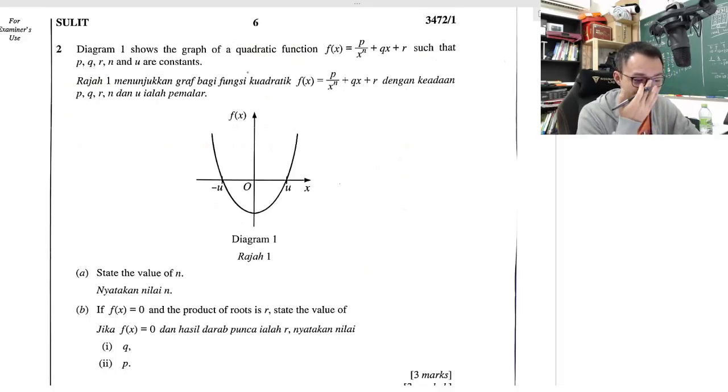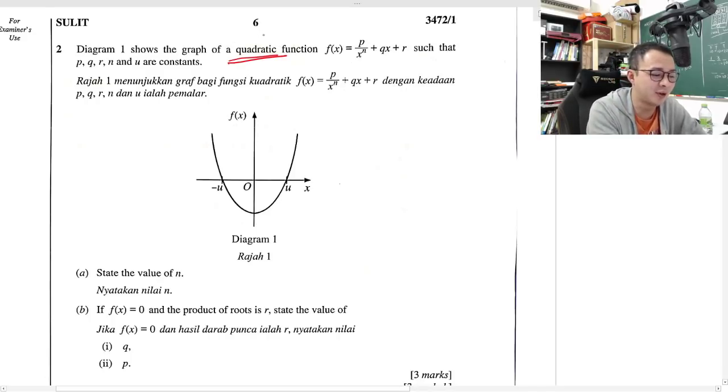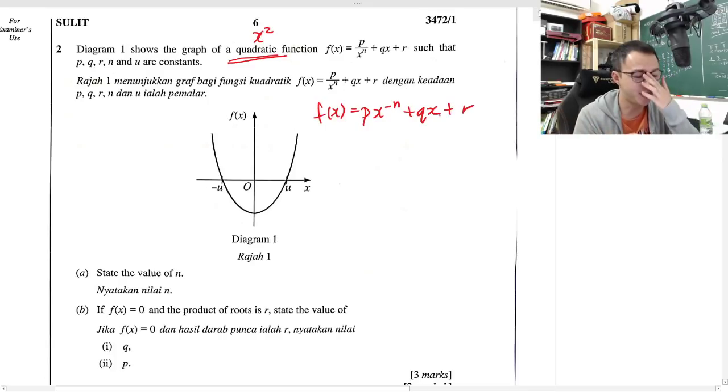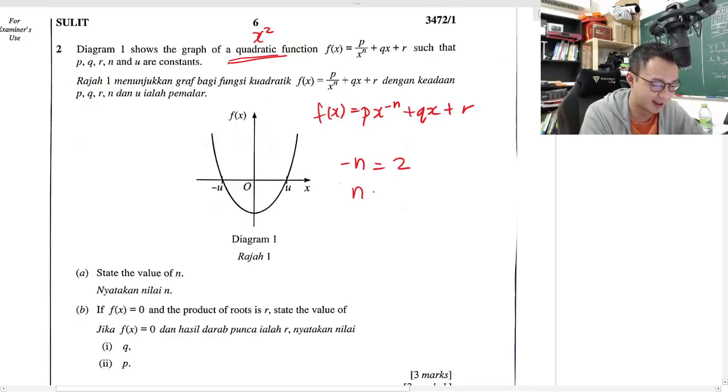Because this is quadratic, we know the highest power of x must be x squared. So over here, if I change this equation into index form, this is px to the power of negative n plus qx plus r. Because quadratic must be x squared, negative n must equal 2. Then n will become negative 2.